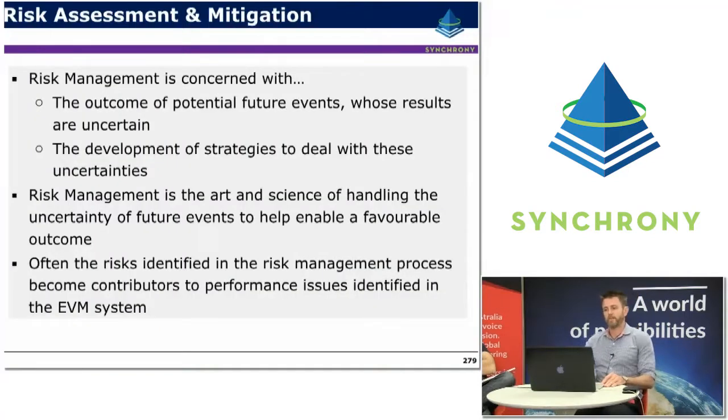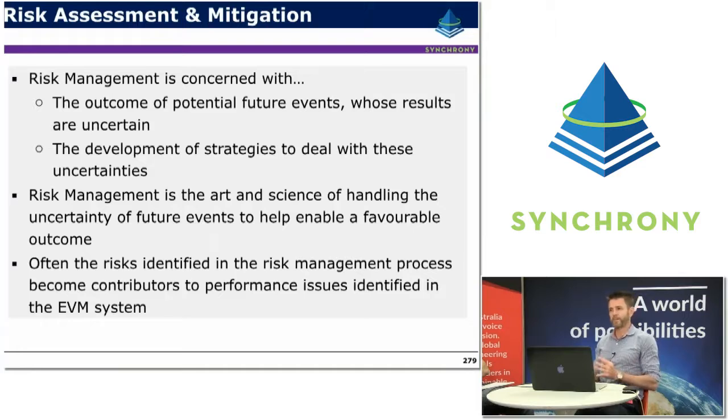Now risk assessment and mitigation. We spoke about risk assessment a little bit earlier on when we were talking about planning and budgeting. During execution and tracking performance, it's really important to stay on top of risk management as well, because it's so common that the risks being identified and managed on the project are very often the same things that are driving, or the root causes of, performance problems on a project as well. So risk management is concerned with the outcome of potential future events whose results are uncertain and the development of strategies to deal with these uncertainties.